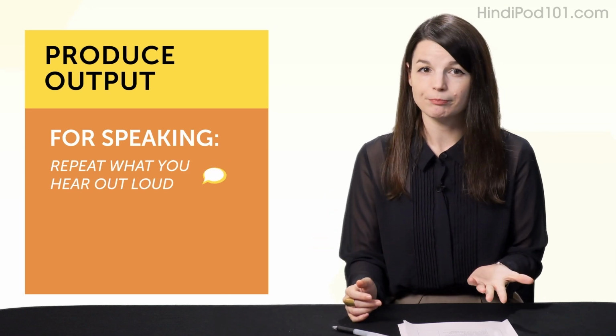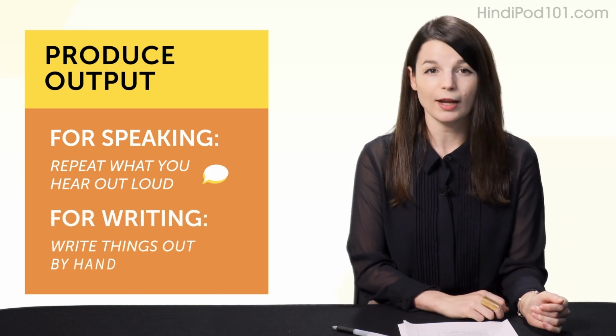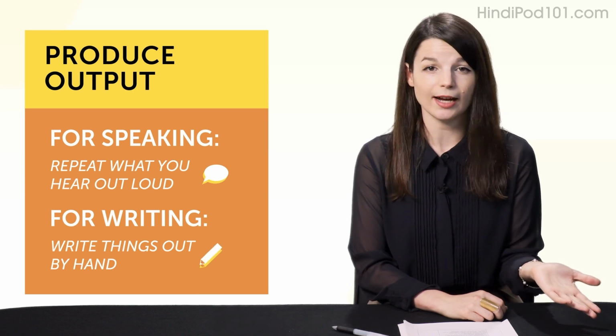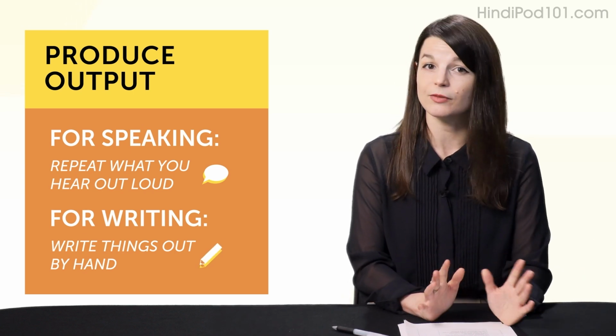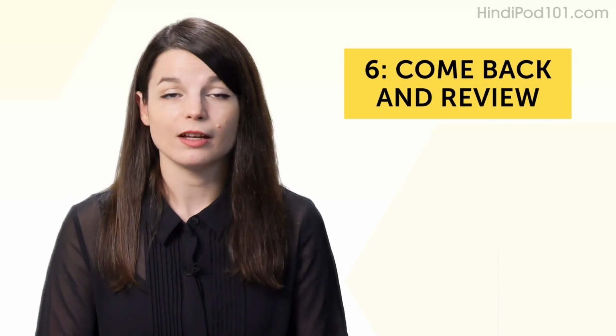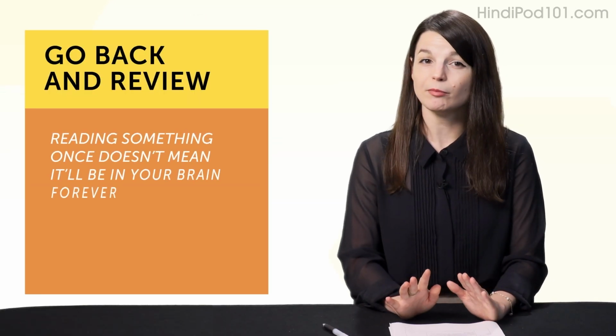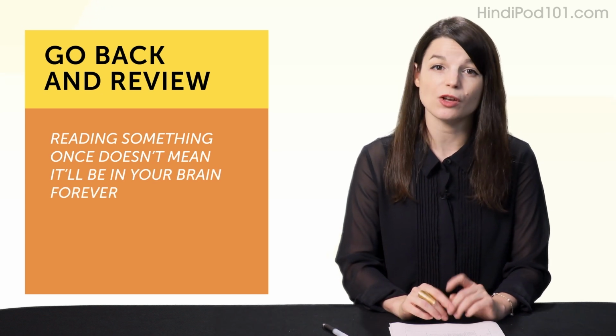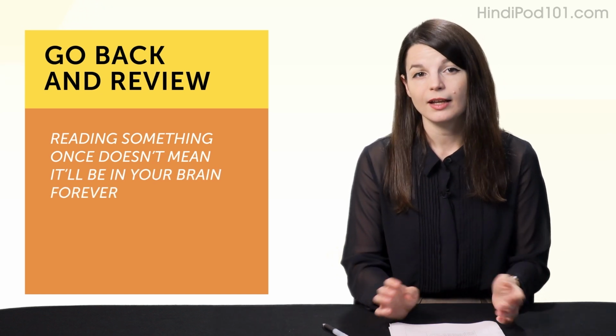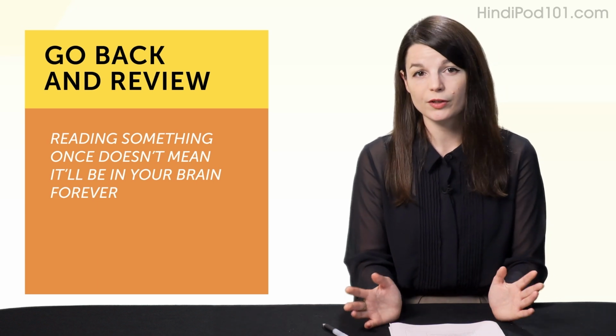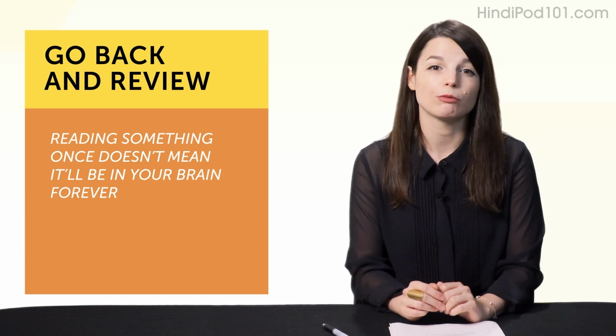That's called shadowing. And for writing, write things out by hand. You can copy out our lesson dialogues or just copy the sentences out of a textbook. Habit number 6, come back and review. And that's because reading something once doesn't mean it'll be in your brain forever. So this is where reviewing comes in. In order to master grammar, words, or phrases, you must go back and review.